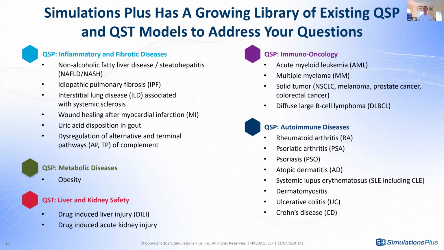Speaking of the models in the library, our library doubled in size over the last year. Really exciting. So we have immuno-oncology, autoimmune diseases, inflammatory and fibrotic diseases, of course our safety QST offerings, and now in the area of metabolic diseases, we have obesity and OBESITYsym. Super excited about all of this.